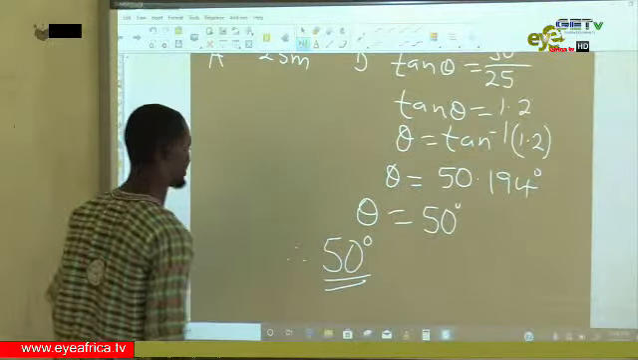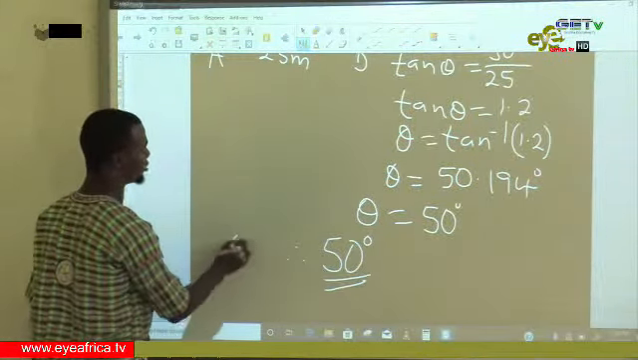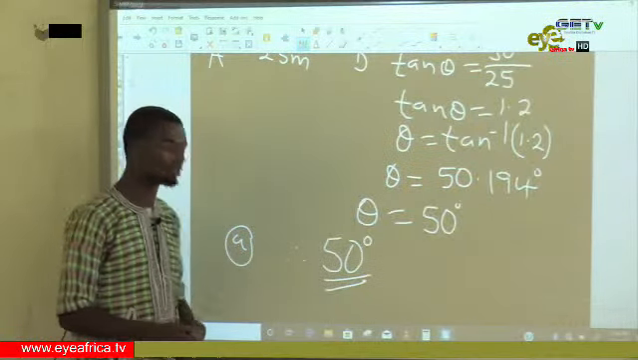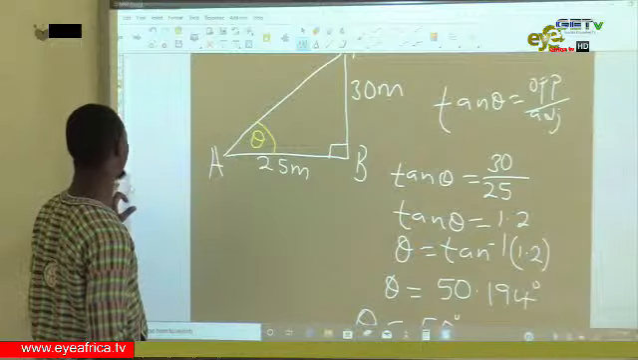So that's what we do. That is the A part of the question. The A is 50 degrees, the angle of depression from the woman to the foot of the pole. So we go to the next one.